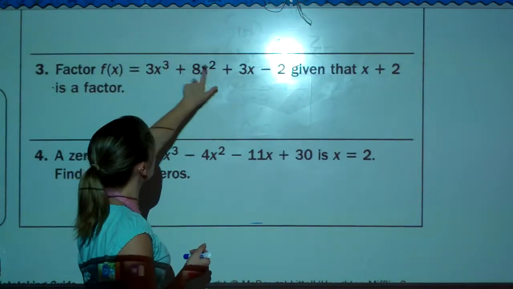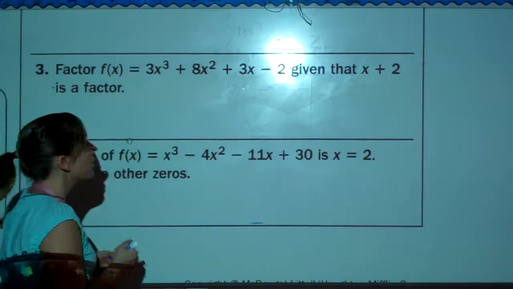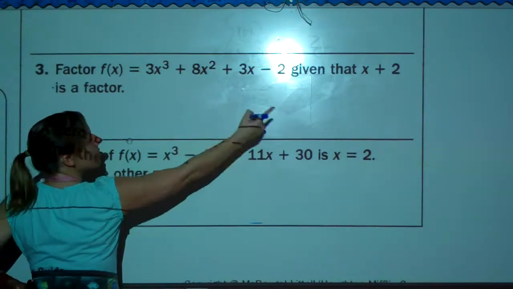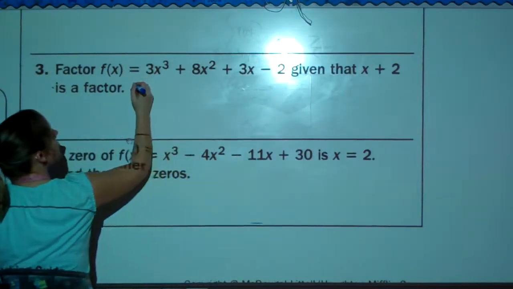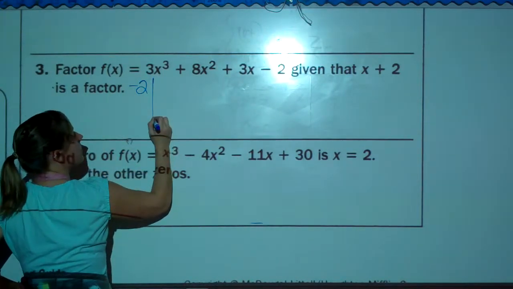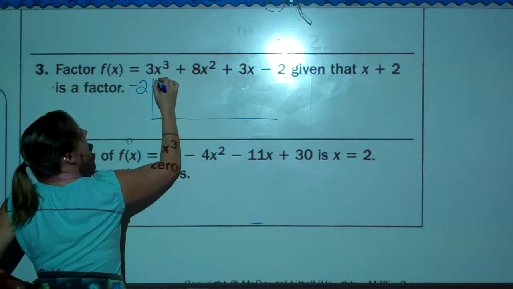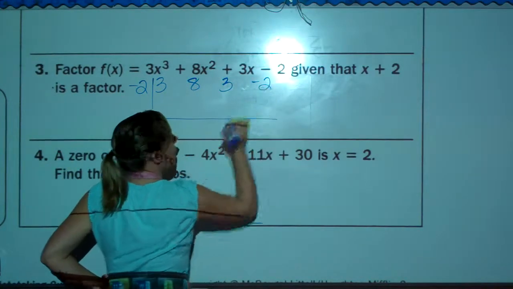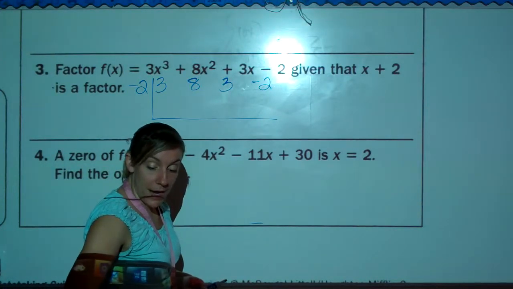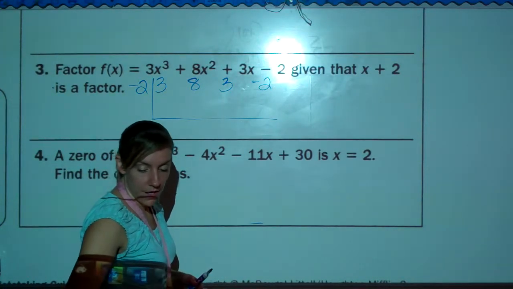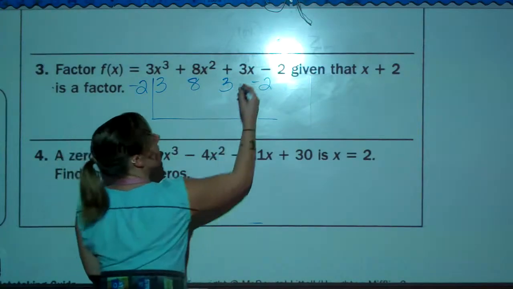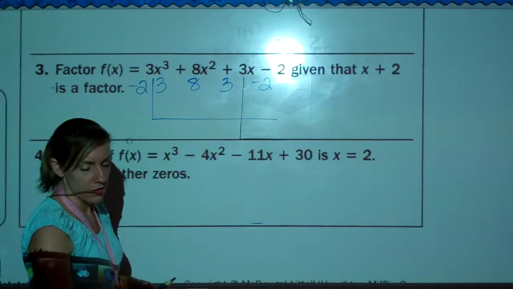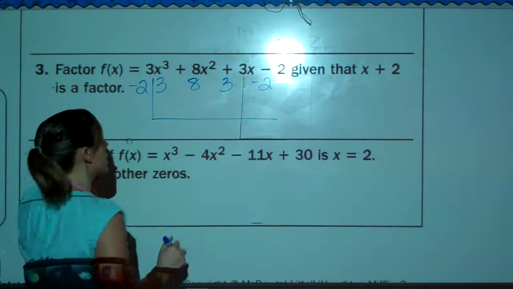So the exponents are 3, 2, 1, and 0, so I don't have to worry about including any other numbers. So the factor is plus 2, so I divide by its opposite, which is negative 2. Okay? 3, 8, 3, and negative 2. Remember, the remainder should be a 0 because if it divides evenly, that's what makes it a factor. So we shouldn't have any remainder. If we do, then we just want to go back and double check ourselves.